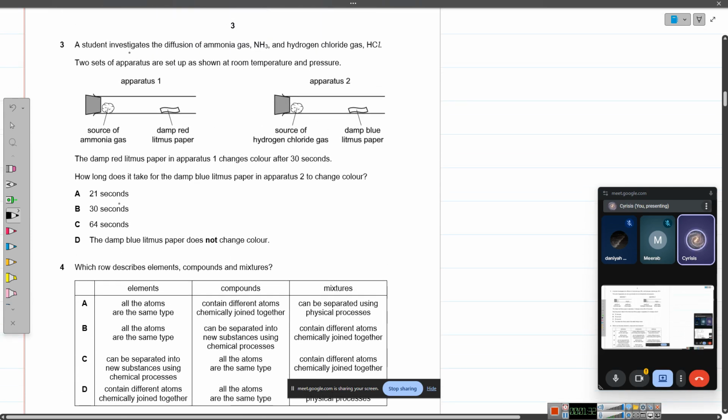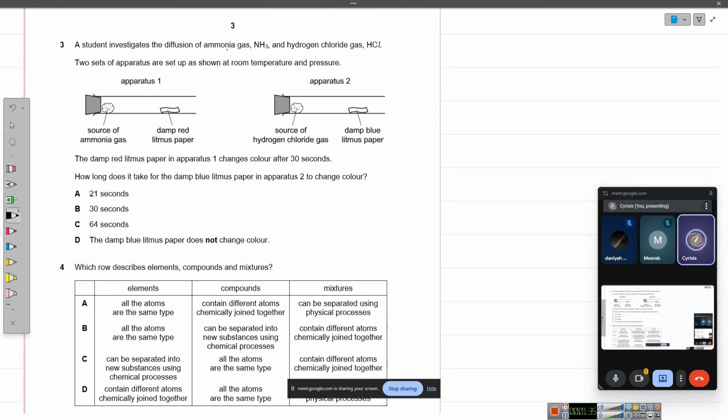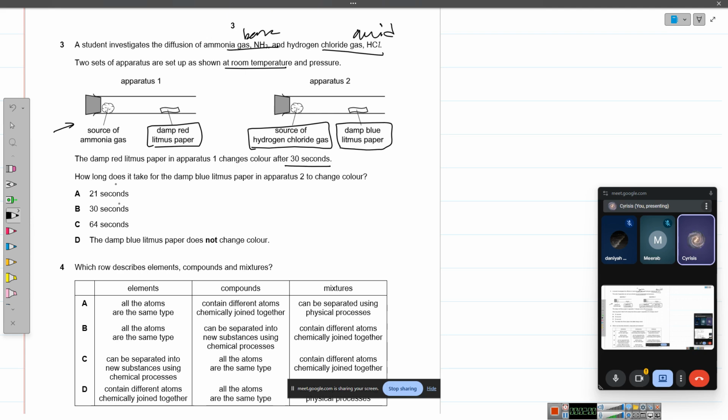The student investigates the diffusion of ammonia gas, which is a base, with hydrogen chloride, which is an acid, right? I always mark extra information whenever it's there. Two sets of apparatus set up as shown, at room temperature. Source of ammonia and damp red litmus paper, source of hydrogen chloride and damp blue litmus paper, right? The red litmus paper in apparatus 1 changes color after 30 seconds. How long does it take for the damp blue litmus paper in apparatus 2 to change color?